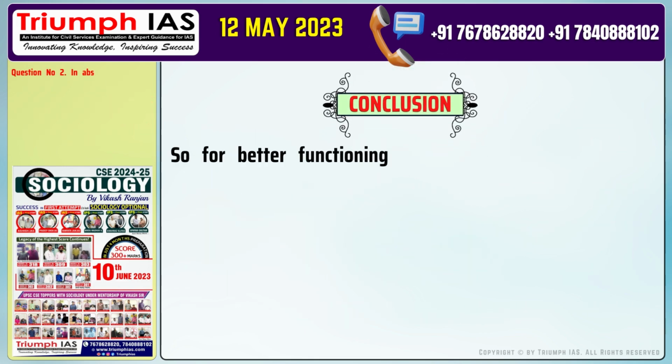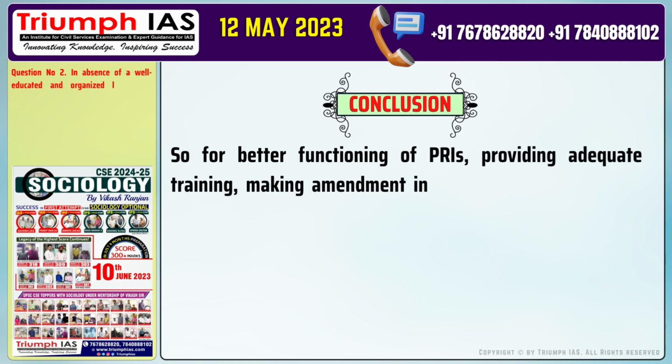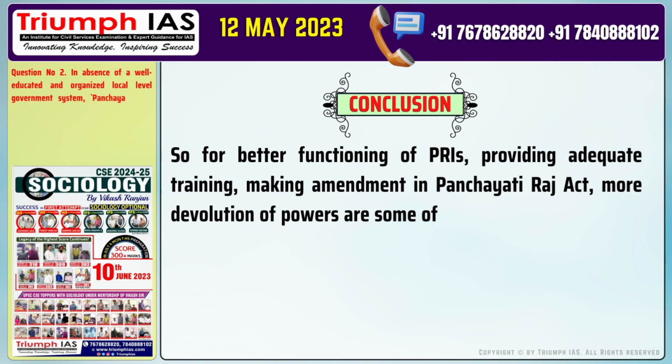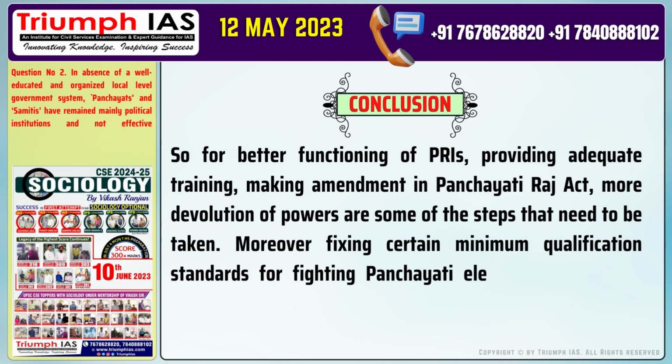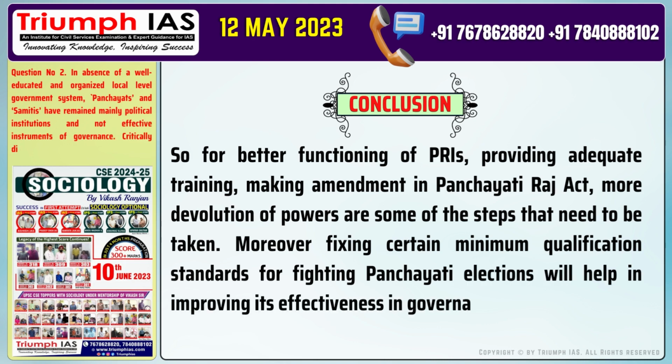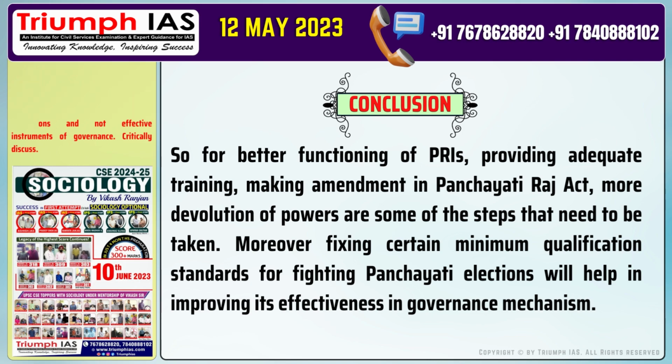Conclusion of the answer: for better functioning of PRIs, providing adequate training, making amendments in the Panchayati Raj Act, and more devolution of powers are some of the steps that need to be taken. Moreover, fixing certain minimum qualification standards for contesting panchayati elections will help in improving its effectiveness in the governance mechanism.